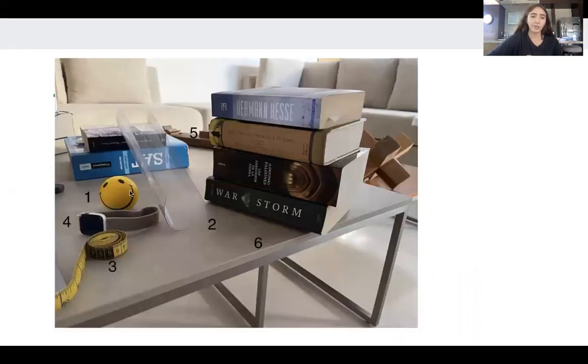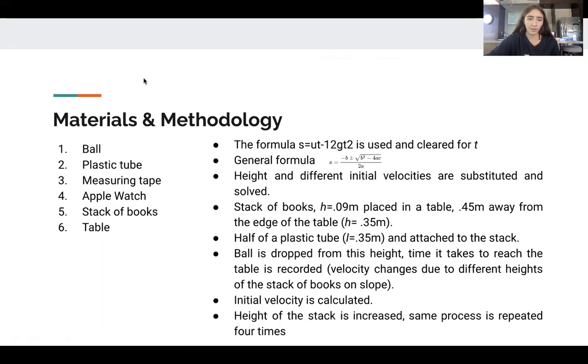This is the experimental arrangement: the ball, the plastic tube cut in half, the measuring tape, the Apple Watch, the stack of books, and the table. Well, the materials, here they are.